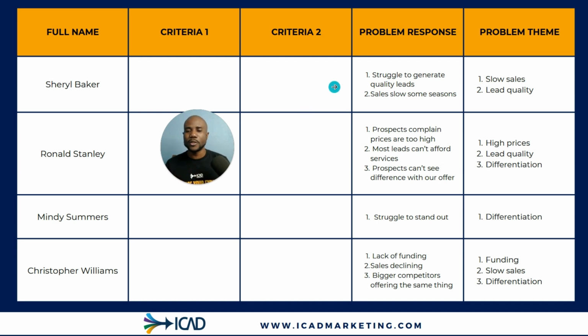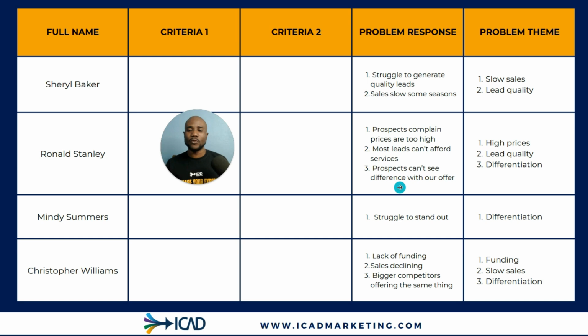So let's say we start with the first one, struggle to generate quality leads. Then we create a problem theme or category called lead quality. The next one is sales are slow during some seasons, so we create a problem theme called slow sales. We come to Ronald, the second row, and he says prospects complain prices are too high, so we put high prices as a problem theme. Most leads can't afford services, right? Based on how we describe it, we're going to put this in the category of lead quality. So right away, we're categorizing the different problem responses that they gave here.